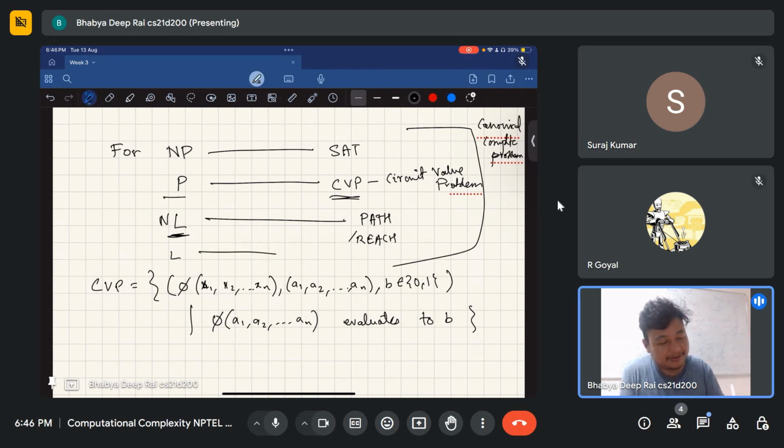And for L also there is a language called UREACH, which is undirected reachability. This is not exactly canonically complete, but nowadays it's assumed to be canonically complete for L. So CVP, the circuit value problem, is an example of a P-complete problem, but there are several P-complete problems. And there's a problem called Horn-SAT, which is also quite famous.